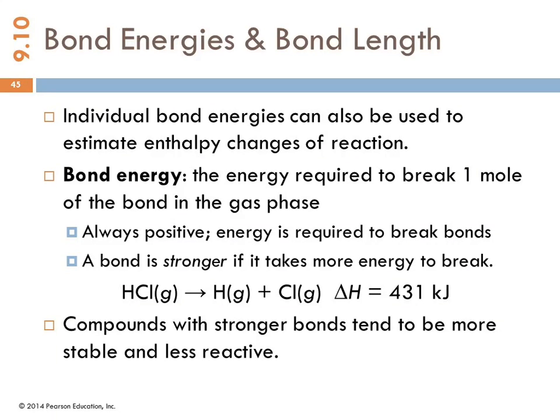Bond energies and bond length. We can estimate enthalpy changes of reaction by looking at individual bond energies. We learn to do this in another way by looking at heats of formation or adding up enthalpies of reactions and using a Born-Haber cycle or something like that.